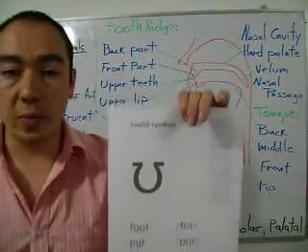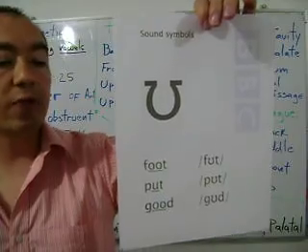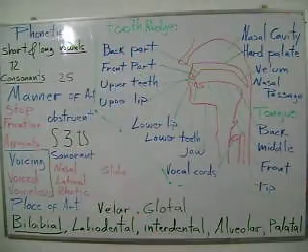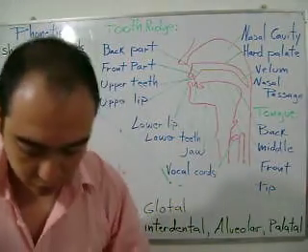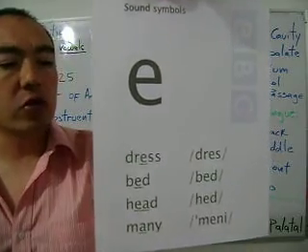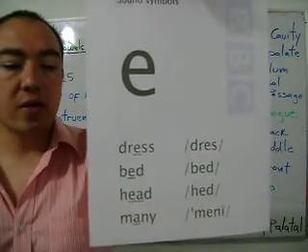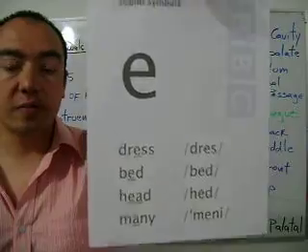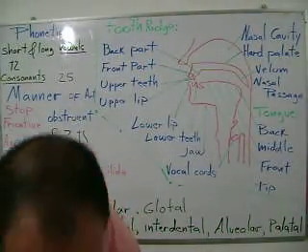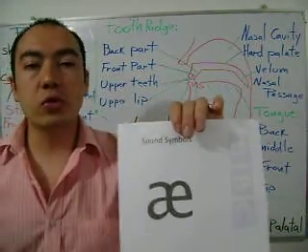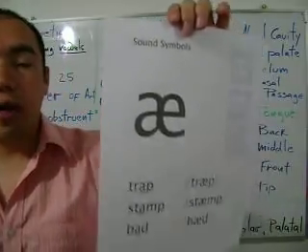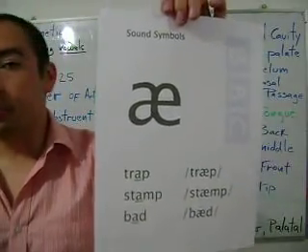This is a U type of sound, and you find it in words such as foot, put, good. This is an E type of sound, and you find it in words such as dress, bet, head, many. This is actually interesting. It's a mixture between A and E, and you find it in words such as trap, stamp, bat.